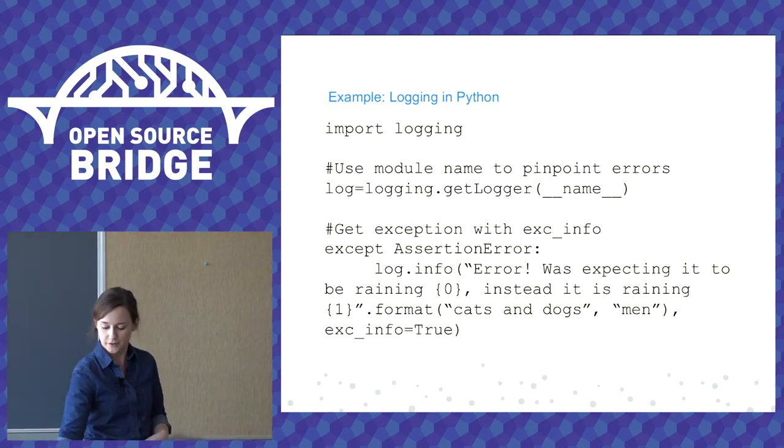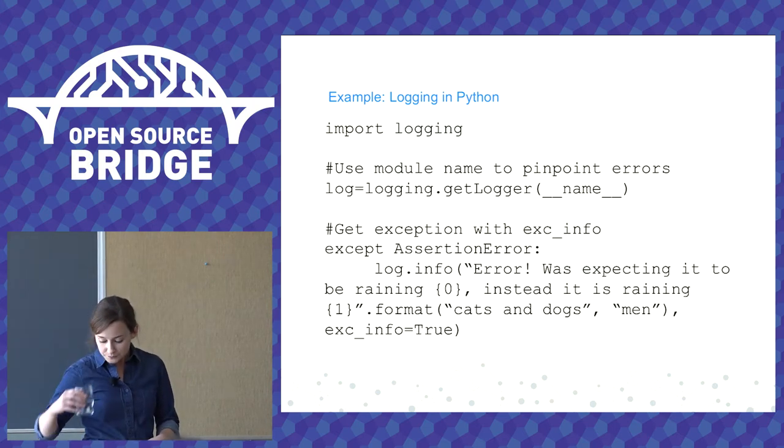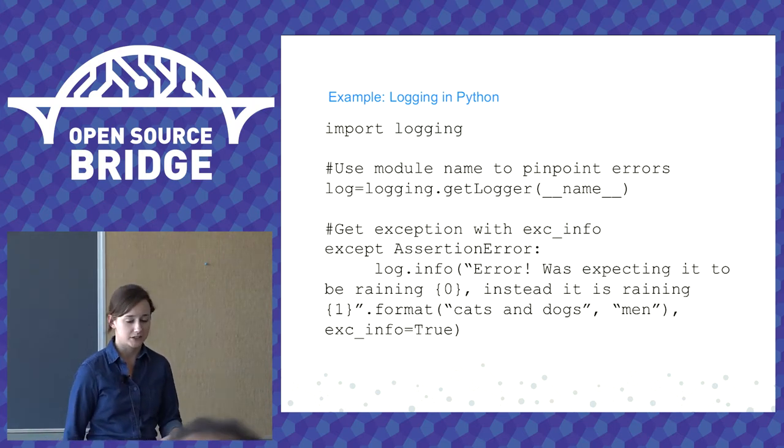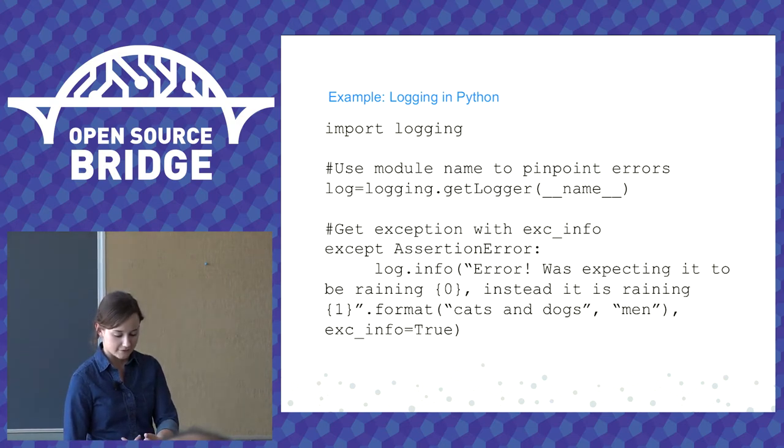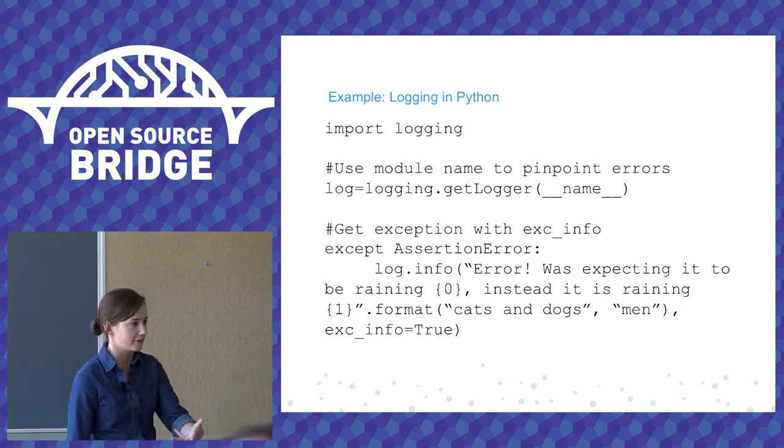So for example, the logging library in Python is conveniently enough named logging. One good practice when you're using something like this, you should use the module name to identify the logger that you are using in your code, and that makes it easier to pinpoint errors. If an error does occur, you can get the exception information with this exc_info. So something like this happens, it's raining men instead of raining cats and dogs, that will pass its way up the stack and hopefully get to the end user who can use that to figure out what's actually going on.